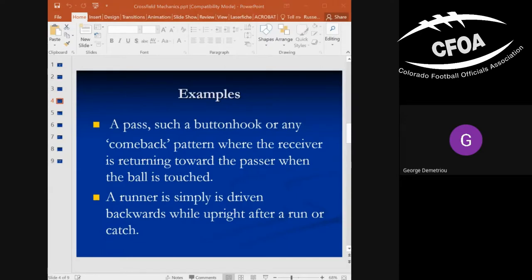And as I said before, it doesn't have to be a pass play. It can be a running play where the runner is driven backwards, just like an airborne receiver is caught in the air and driven backwards. Doesn't matter whether it was a catch or a run. The key is when the guy with the ball is being driven backwards, the near wing official has higher priorities than the progress spot. So go ahead and flip.